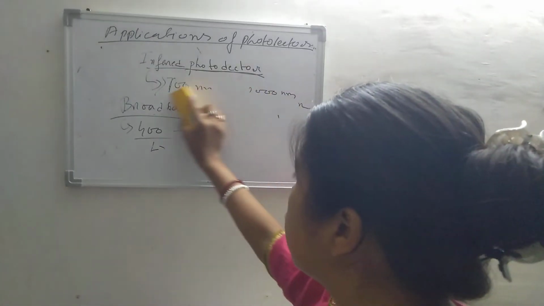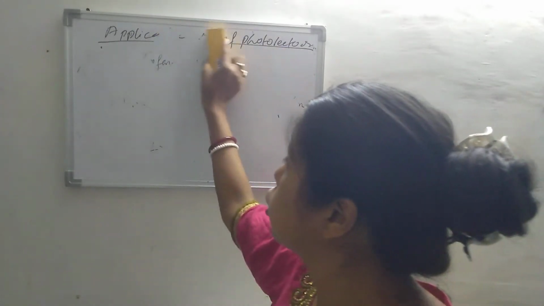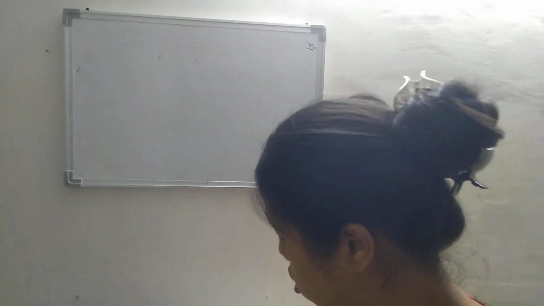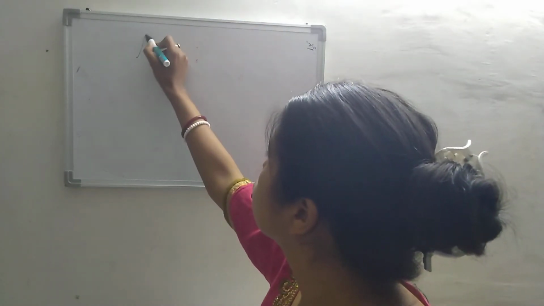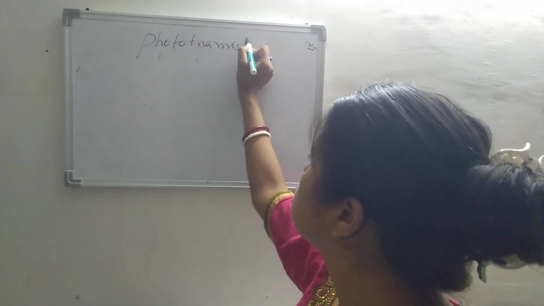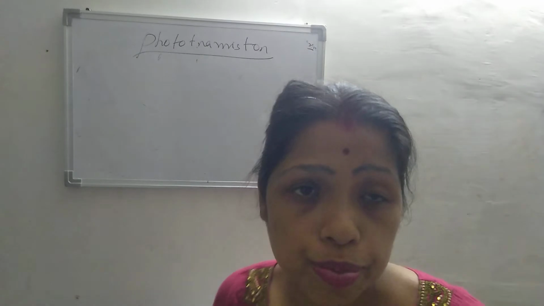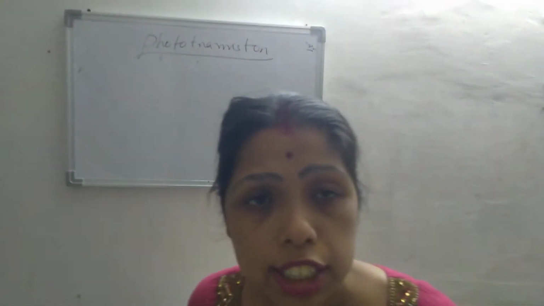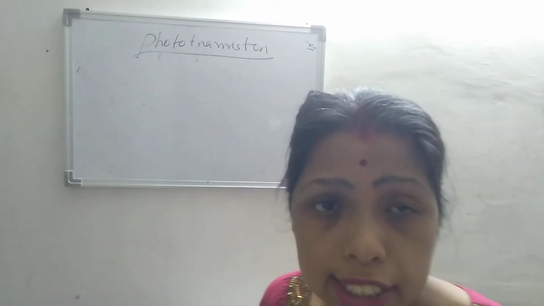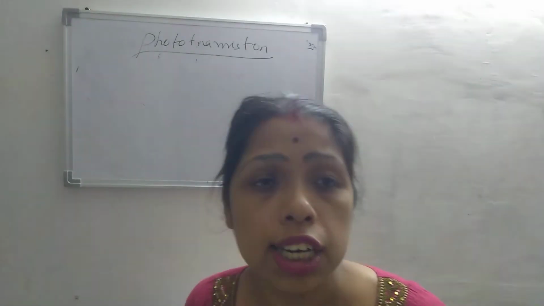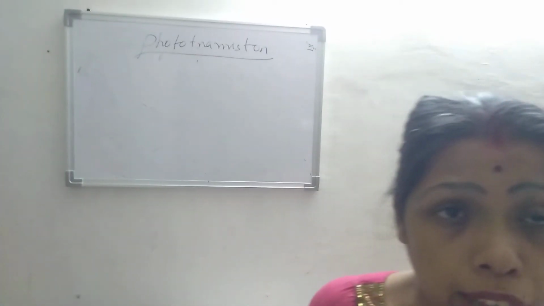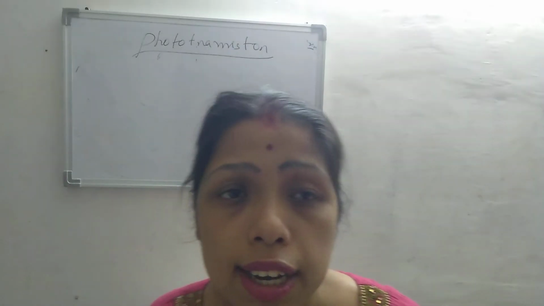Now coming to another device that is related to the photodetector, that is the phototransistor. A phototransistor means a transistor which can detect photons. Photo plus transistor. The phototransistor is almost like the photodetector and the photoconductor, but there is a little difference.